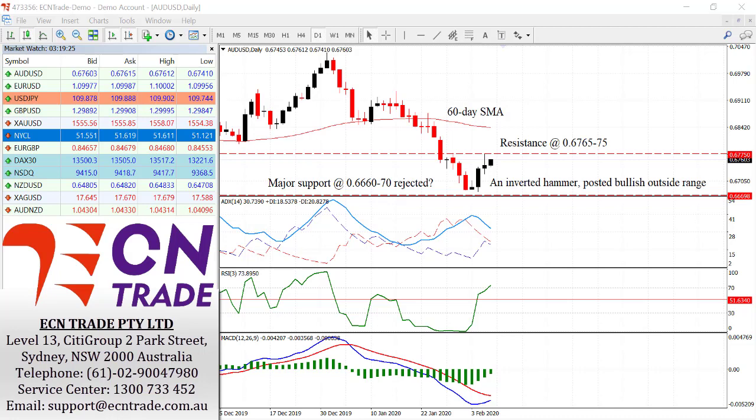The technical implications for the Australian dollar have improved after the recent bullish signals posted earlier have given some encouragement for further bullish demand. You can see here that we've got an inverted hammer. Along with that, we had a bullish outside range day and further continuation. The market is now looking towards a level of 67.65 to 67.75. And also note, was a rejection here from the key level of 66.60. If we do see a break above 67.75 today, this would give an extension up towards 68.45.